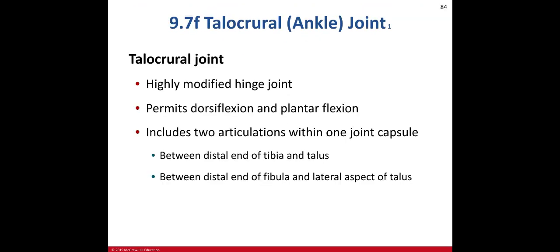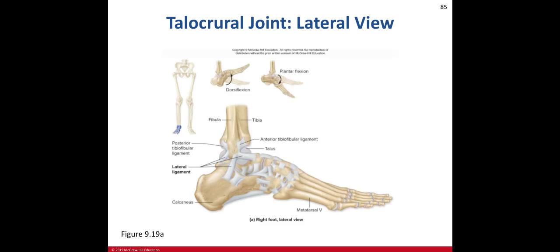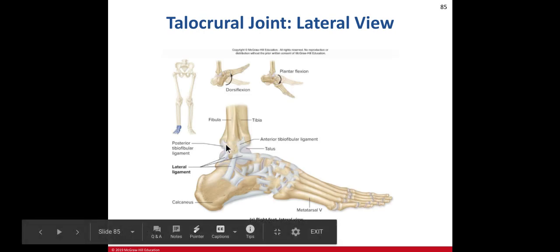Okay, ankle joints, we call it the talocrural joint. It's a modified hinge joint. It is going to allow for dorsiflexion and plantar flexion. There are two articulations in one capsule. You've got the tibia to the talus, and you've got the fibula to the talus. And that's what we've got going on here. Tibia and fibula to the talus.